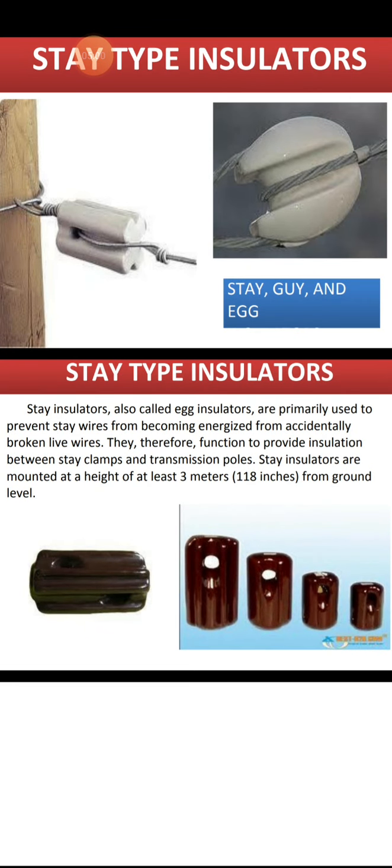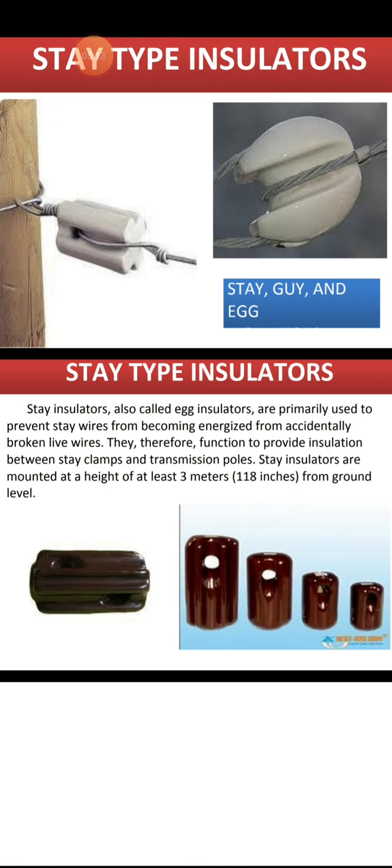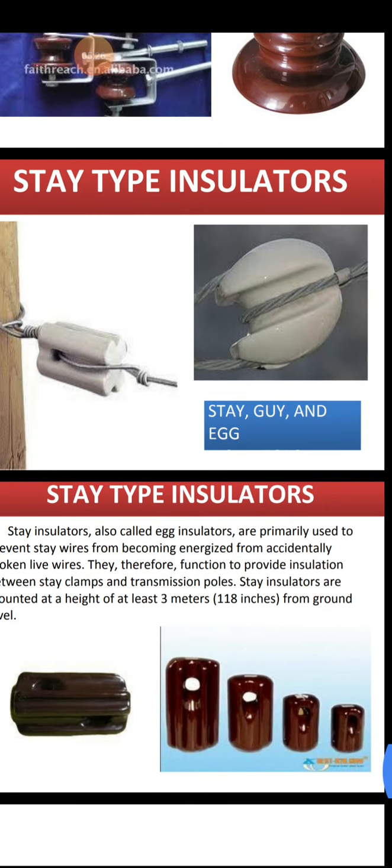The function of the stay type insulator is to provide insulation between stay clamps and transmission poles. Stay insulators are mounted at a height of at least 3 meters or 118 inches from the ground level. So this finishes our discussion about the types of insulator.